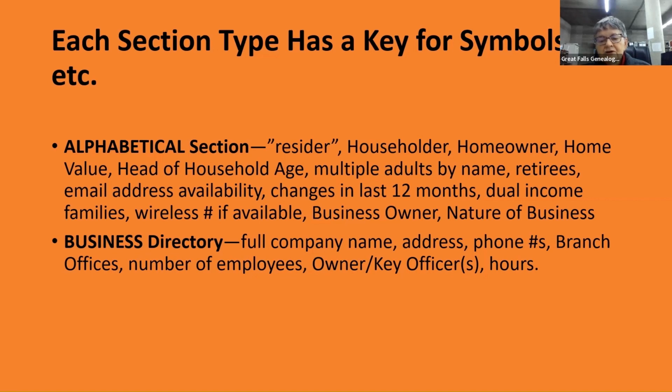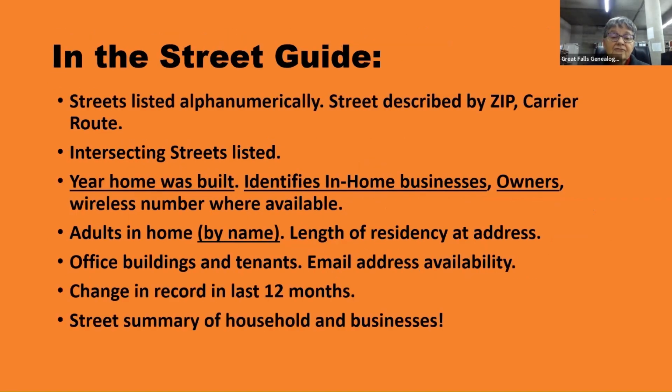They'll tell you who's got a dual income family, whether wireless and their wireless telephone number is available, who's a business owner, and what the nature of the business is. For the business part, you know, those yellow pages, of course, it's the full company name, the address, the phone numbers, the branch offices, number of employees, owner and key officers, and hours, for example. A lot of information there.